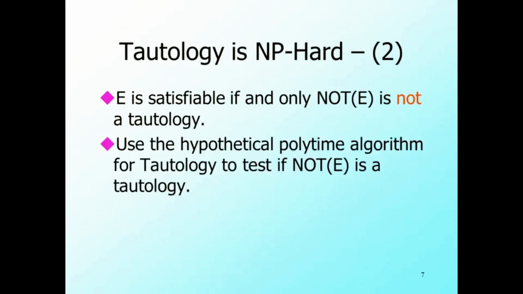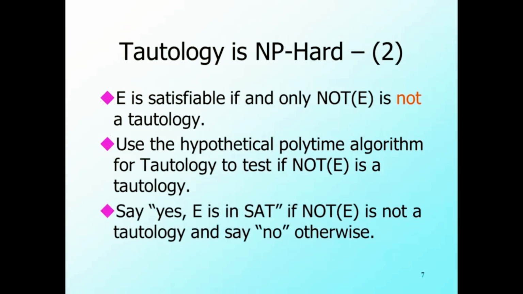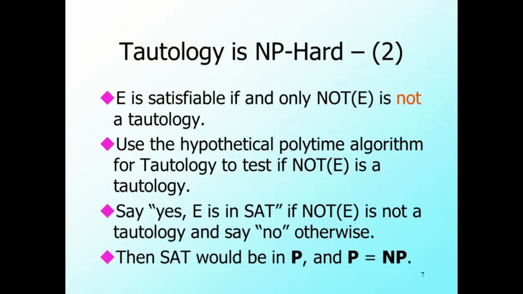So use the hypothetical algorithm for the tautology problem to tell whether or not not E is a tautology in polynomial time. Then just complement the answer. That is, say E is in SAT whenever the answer you got is that not E is not a tautology, and say E is not satisfiable whenever not E is found to be a tautology. That would be a polytime algorithm for SAT, which would show P equals NP. That is all we need for proof that tautology is NP hard.